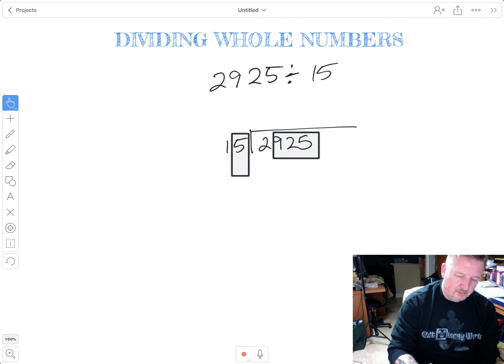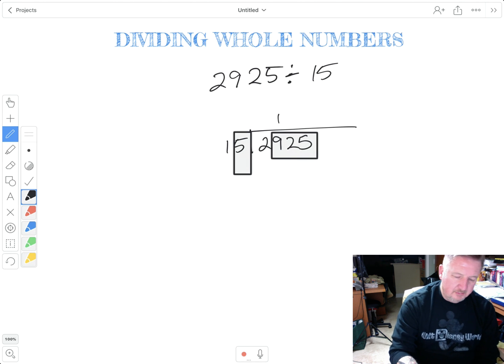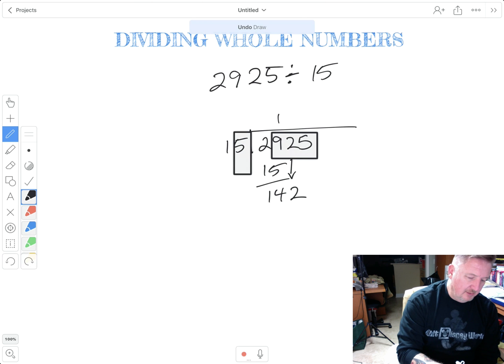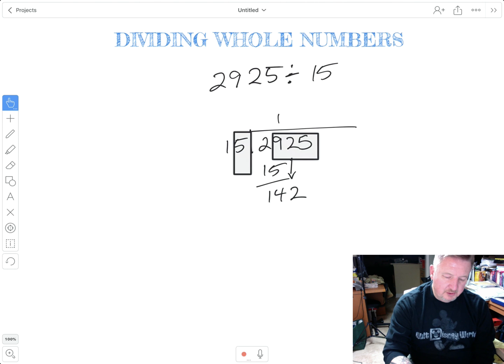I got to drop back down to 1. All right, so I got 1. 1 times 15 is 15. If I subtract, I get 14. Then I got to bring this 2 down. And the same thing kind of happens. I want to know how many times 15 goes into 142.